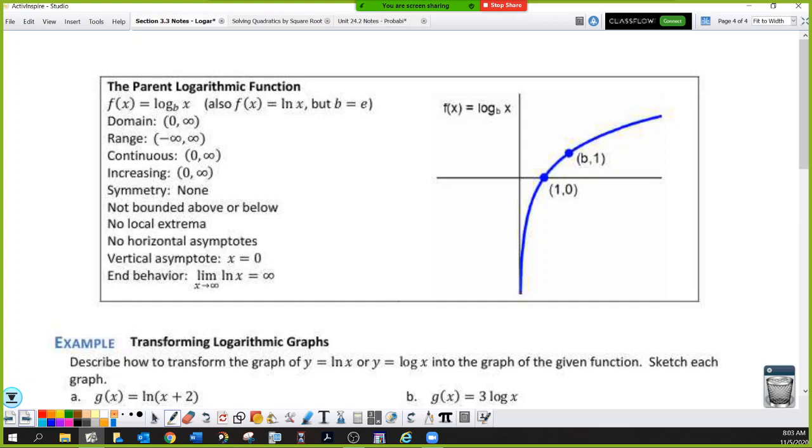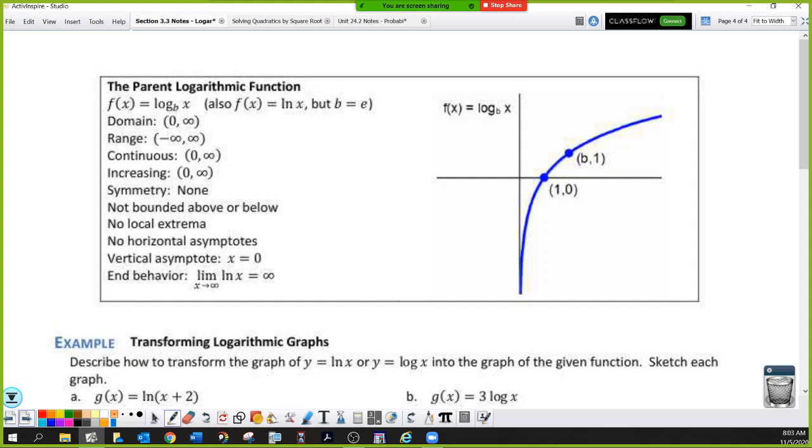Notice there are 2 points on that picture, 2 very specific points. Those points are (1, 0). The reason why is because if you plug in a 1 to a logarithm, the moment its argument is 1, that log has a value of 0, and that's true for any log. And then I gave you (b, 1), and that was from the other special logarithm that I talked about yesterday, log base b of b always equals 1.